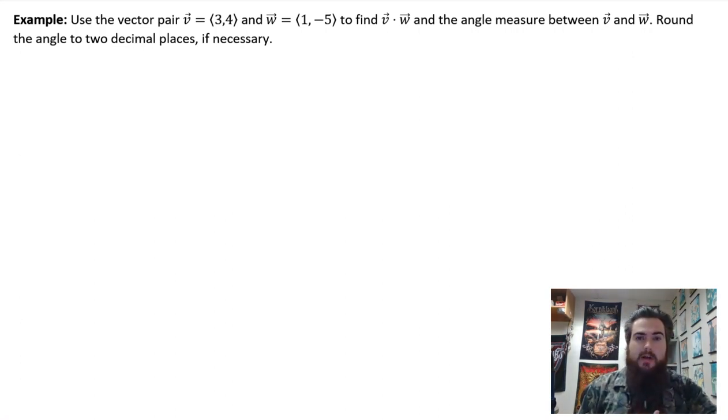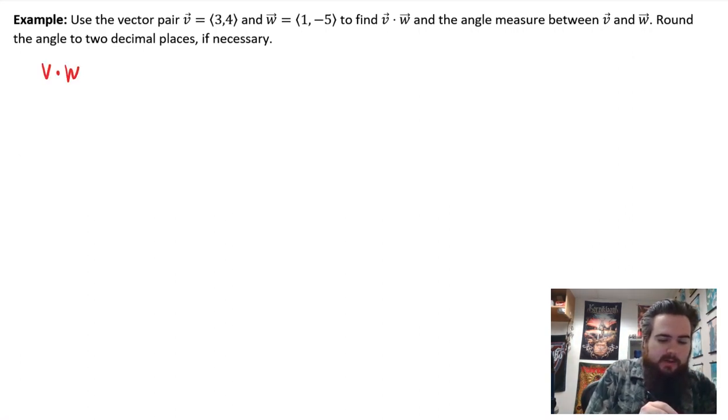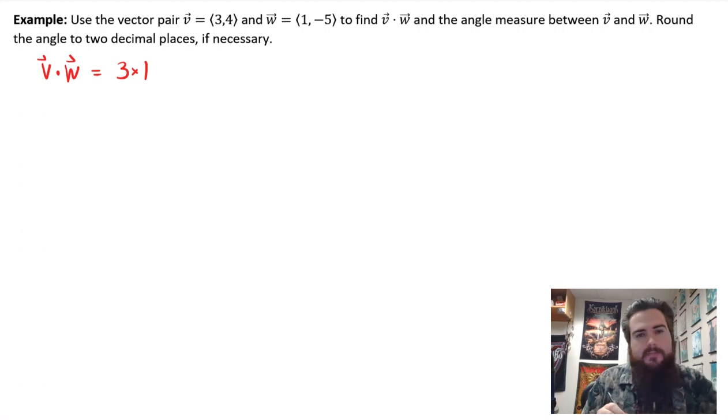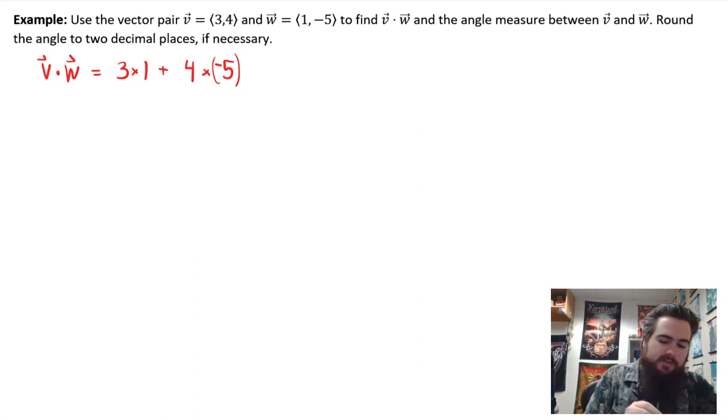We do have a couple different formulas for that, but the primary way of finding the dot product is simply to multiply the associated components and add the results. So by that I mean we'll take v dot w as the first components multiplied, which would be 3 times 1, as well as the second components multiplied, which would be 4 times negative 5, and add the results of that.